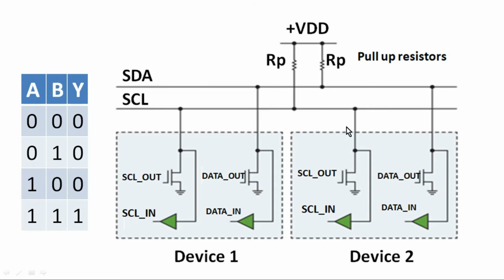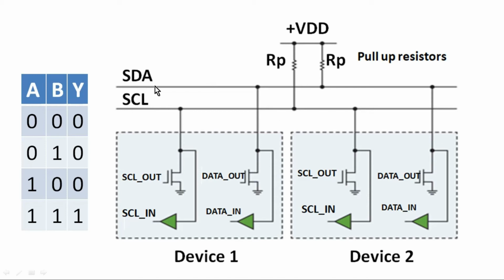If device 2 wants to make the status of the SCL line logic 1 and device 1 wants to make the status of the SCL line logic 0, then the status of the line will be logic 0. But when both the devices want to make the status of the SCL line logic 1, then the status of the line will definitely be logic 1. And this behavior is called wide AND operation.